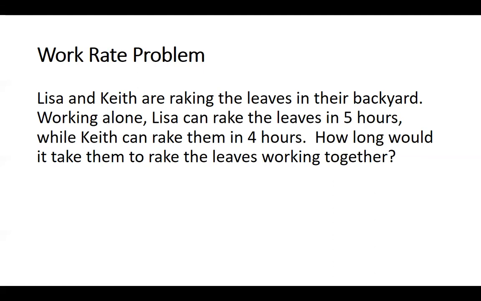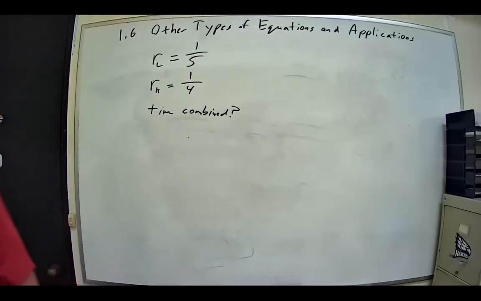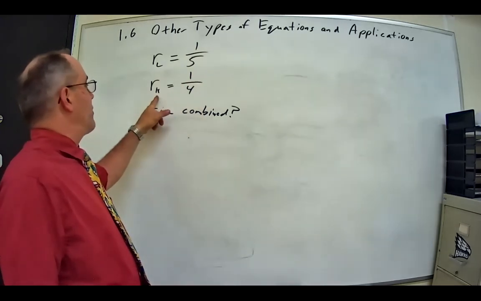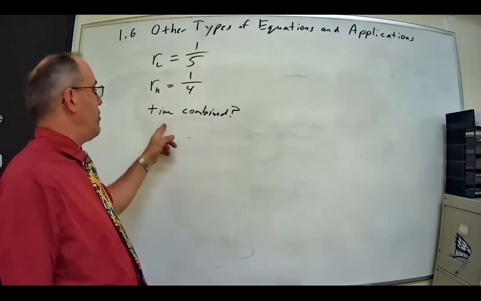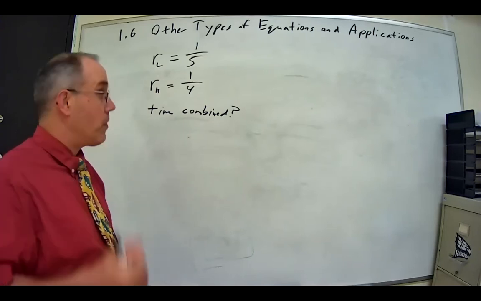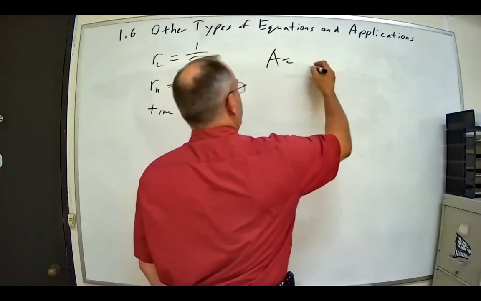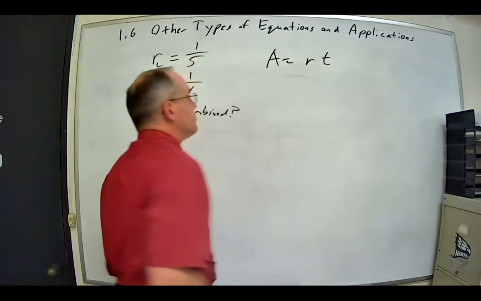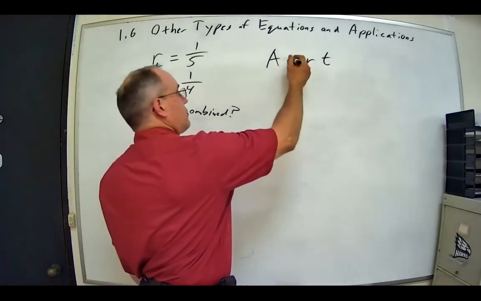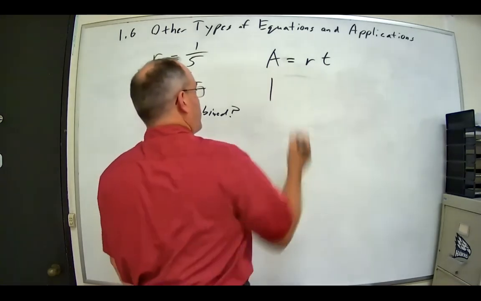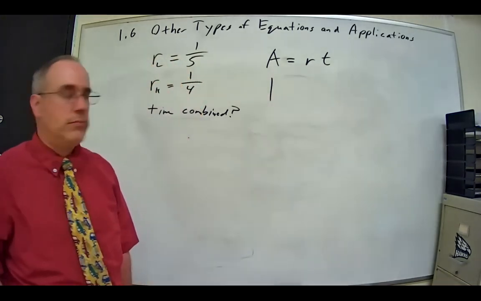Okay, so let me get rid of this slide for you, and we'll get into this. Okay, so I just put Lisa's work rate as 1/5. I put Keith's work rate as 1/4, and we want to know how long is it going to take them to get through the job. Now remember, A is equal to R times T. A is the amount of work done. So I'm going to just say that the amount of work done is 1. We're trying to rake 1 yard.